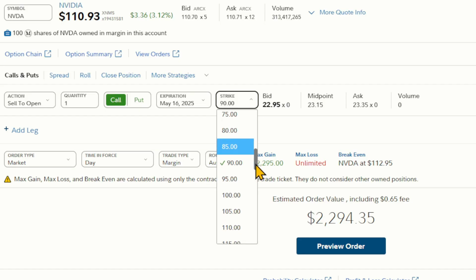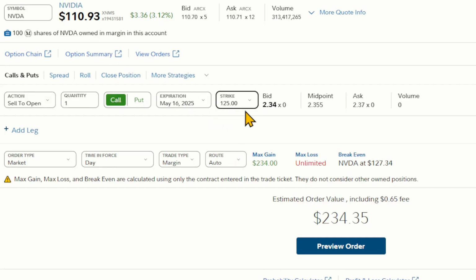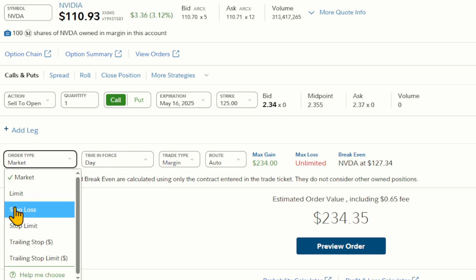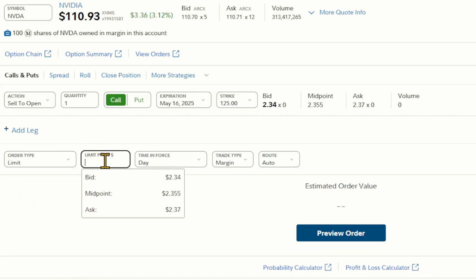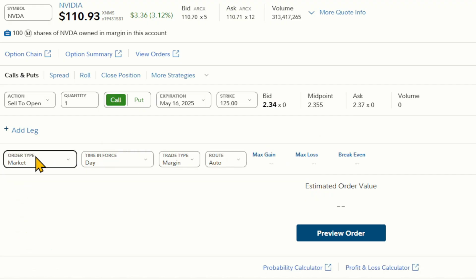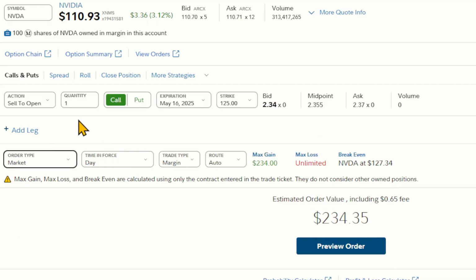So let's go up to something that we think we can keep these shares but collect a little bit of premium. What's the number for you? Let's go to 125. Okay, so 15 points above the current price, almost 15%. All right, and for that, I can generate a premium of $234 if I execute this at market. Again, you can use limit, use market, whatever works best for you. Limit prices, again, will be reflective of this bid and ask spread.